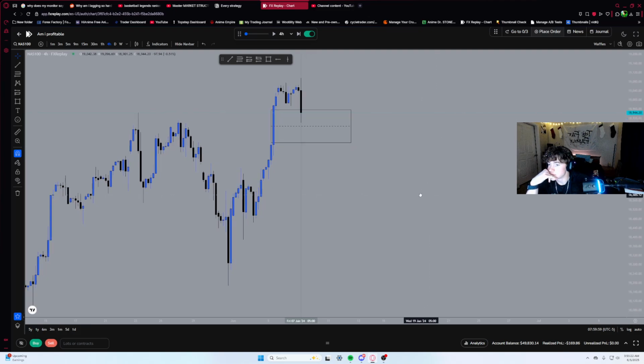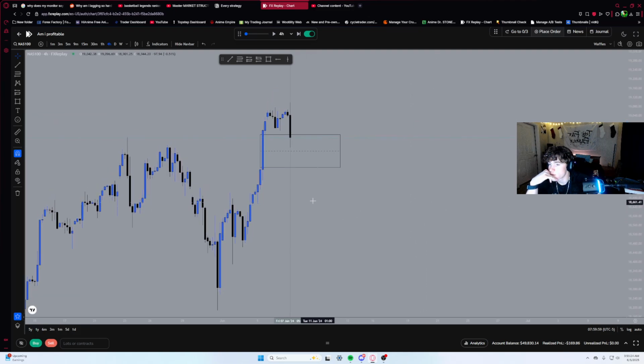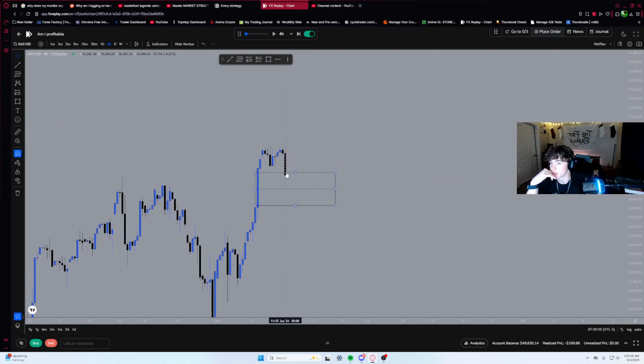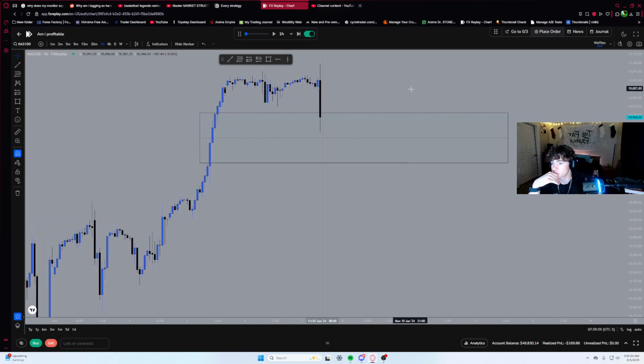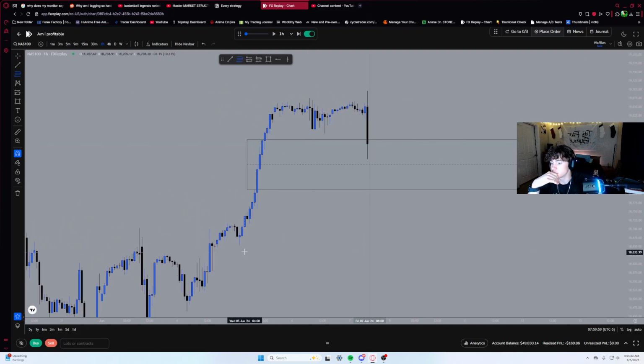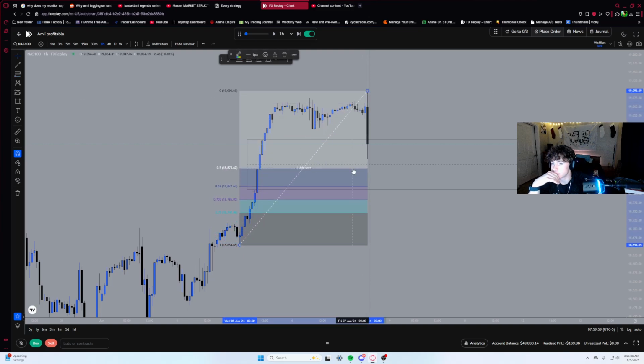Let's see. Price is pretty smooth. I wouldn't be surprised if price moved up after this. Let's look at OTE. Equilibriums. Cool. Alright. This is what we're going to want to look for. This.